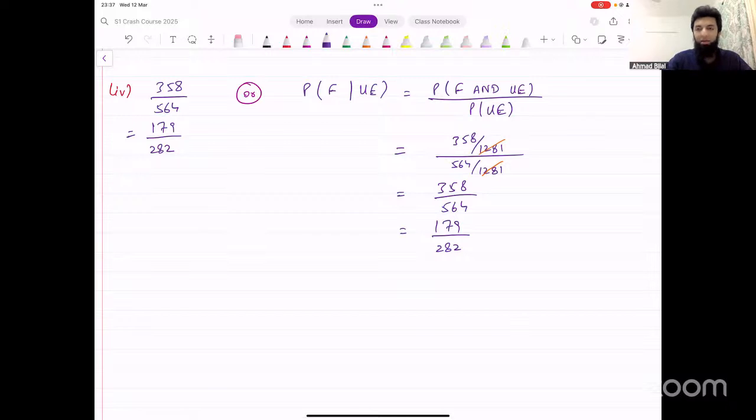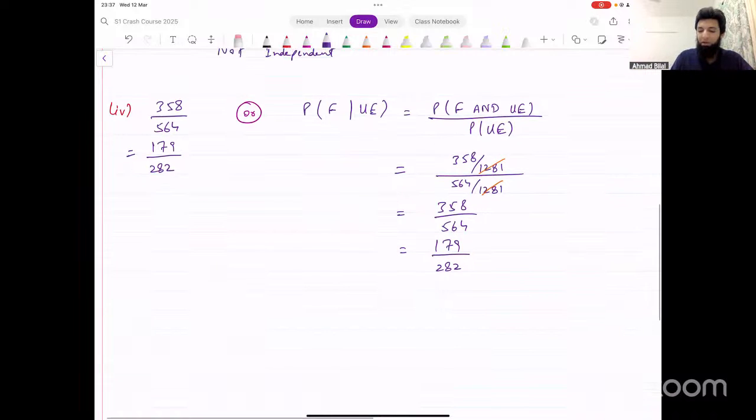In all the other cases, if we don't have a table given, for example, if we have a tree diagram, in that case, we prefer using the formula. In this case as well, you could use the formula, and that would work like this. We are looking for the probability of female given the person is unemployed. In the numerator, we would have probability of F intersection UE, and in the denominator, we'll have probability of UE.